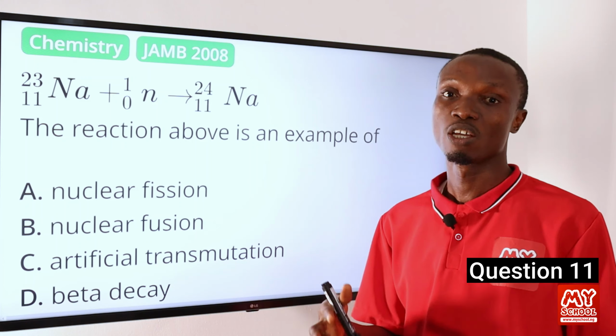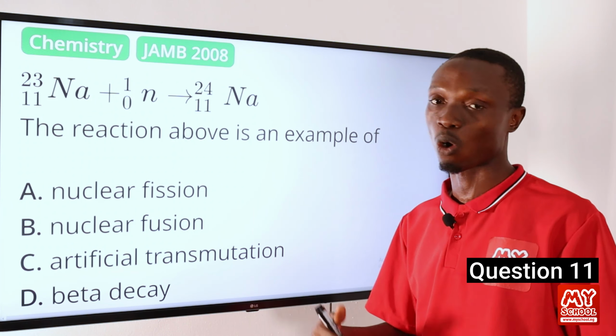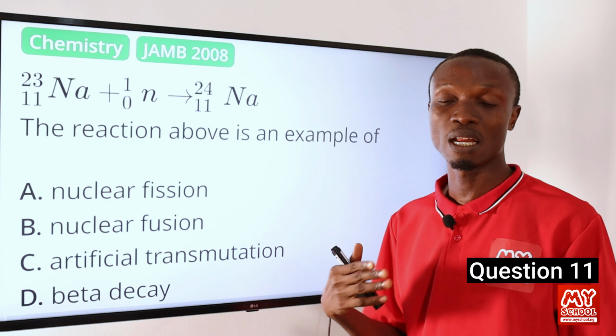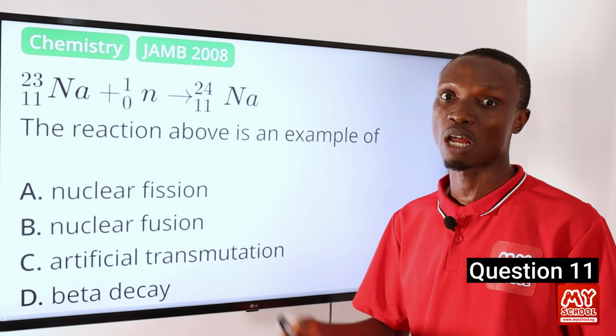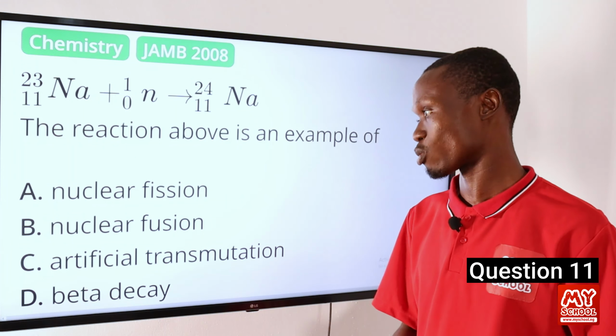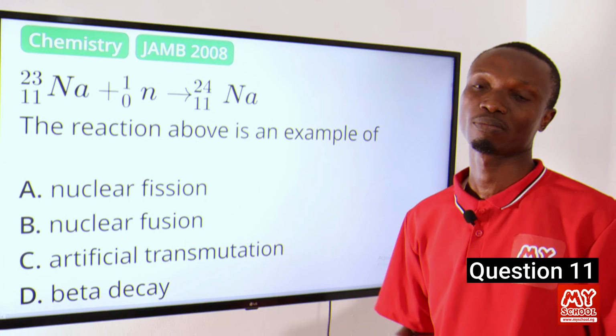Artificial transmutation is also known as artificial radioactivity. Artificial transmutation occurs when the nucleus of an element is bombarded with subatomic particles like neutron, proton, or electron. So that makes option C the correct answer to this question.